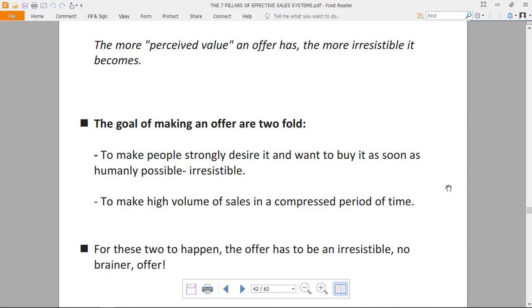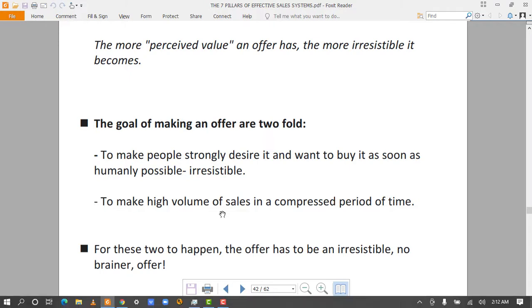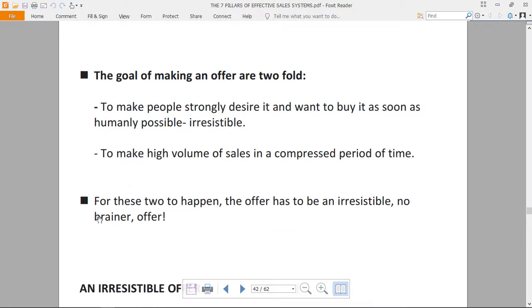So instead of people just coming and saying, how much is it? It's 500,000. Okay, I'll get back to you, and then they go forever, because when there is no urgency, no deadline, nothing to make them act, apart from the fact that it's valuable, if they feel like they can still get this later, you have lost. So you don't want that to happen. Now, for these two to happen, your offer has to be an irresistible, no-brainer offer. They have to look at it and be like, man, if I don't get this right now, it's lost. Now, hope you understand that.